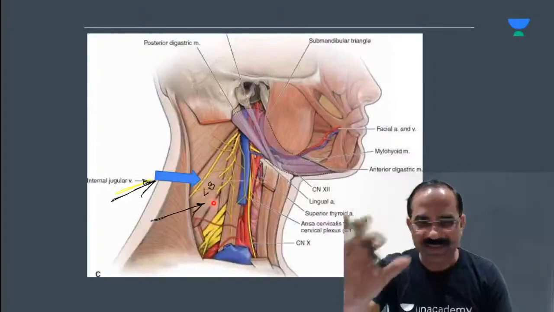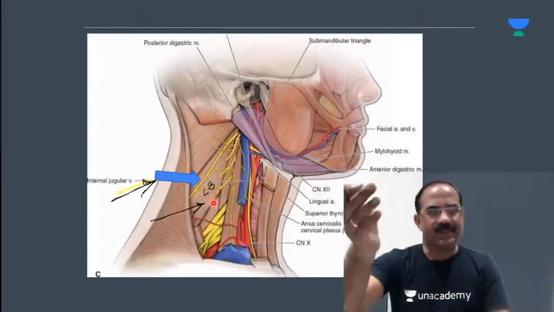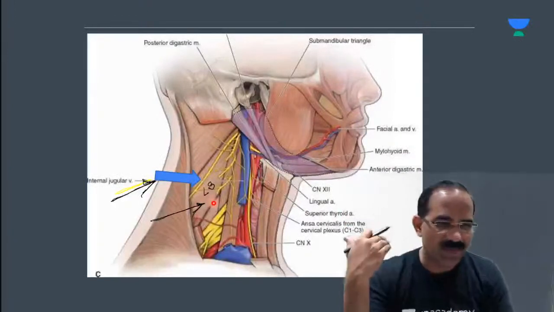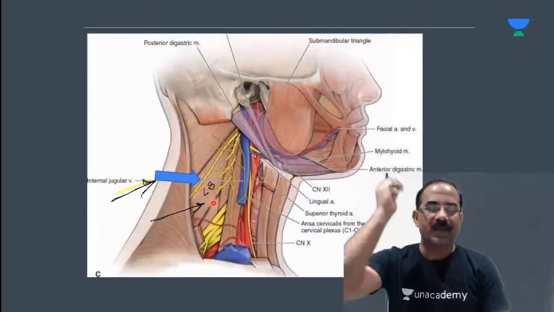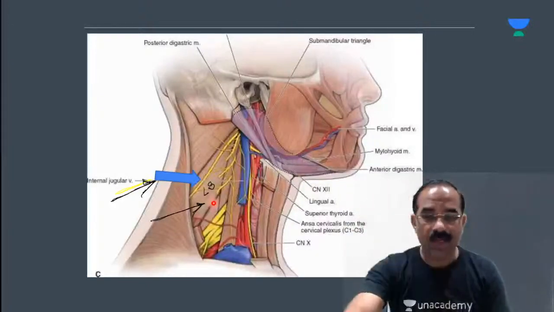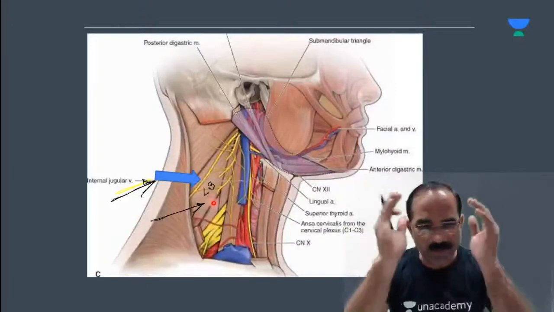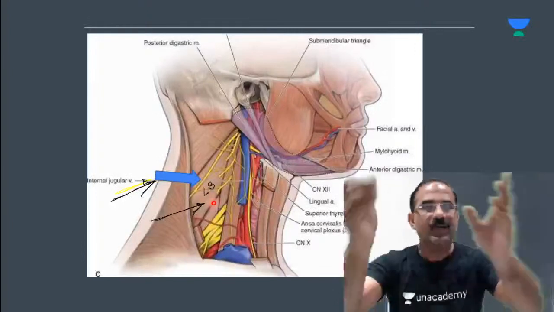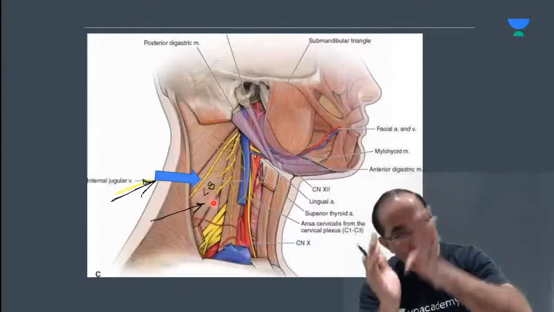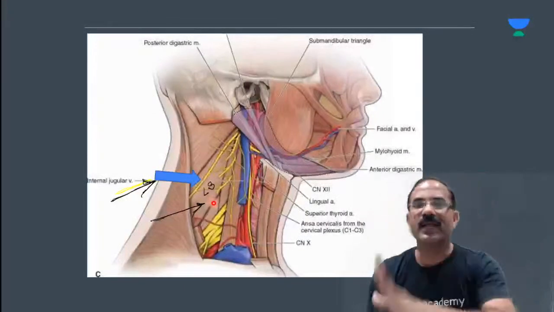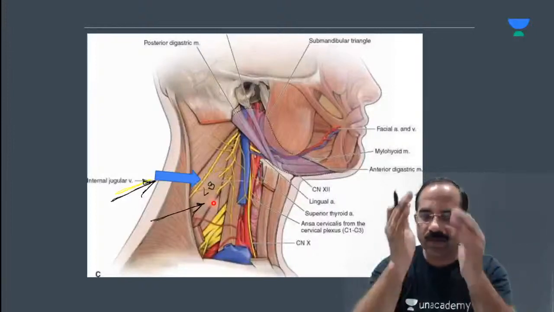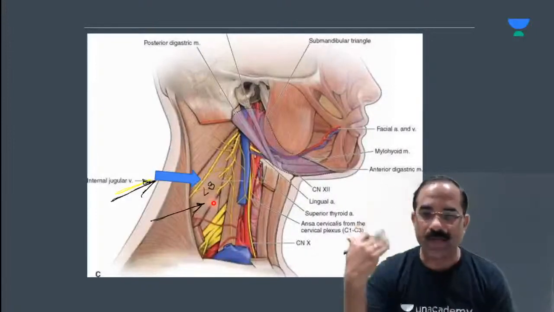See, spinal accessory nerve what does it supply? It supplies the sternocleidomastoid as well as the trapezius. But the spinal accessory nerve first supplies the sternocleidomastoid. Get this point, students. Get this very clear. The spinal accessory nerve first supplies the sternocleidomastoid, then and only then it comes in the posterior triangle of the neck. It lies on the levator scapulae, and it goes to supply the trapezius.